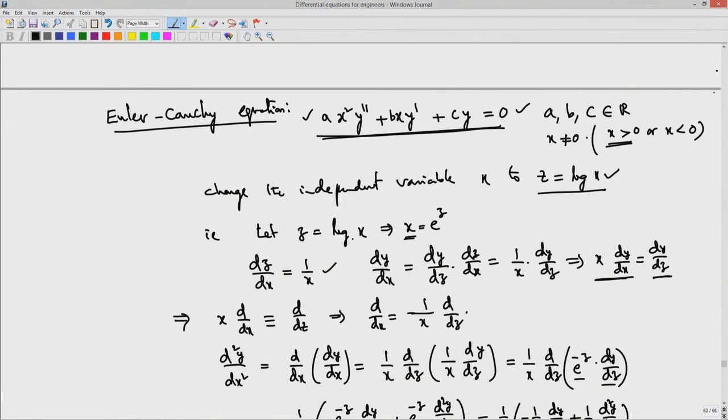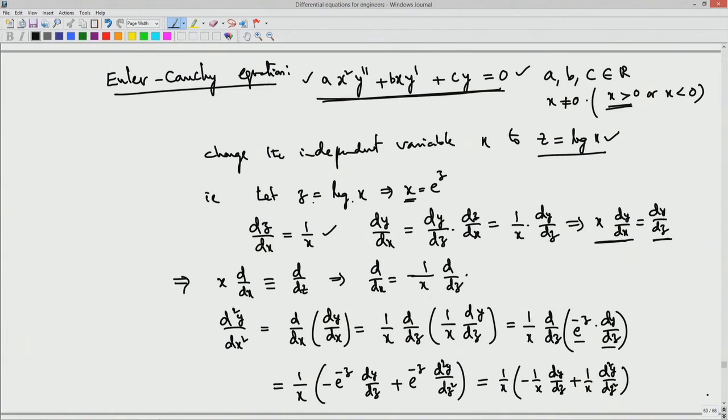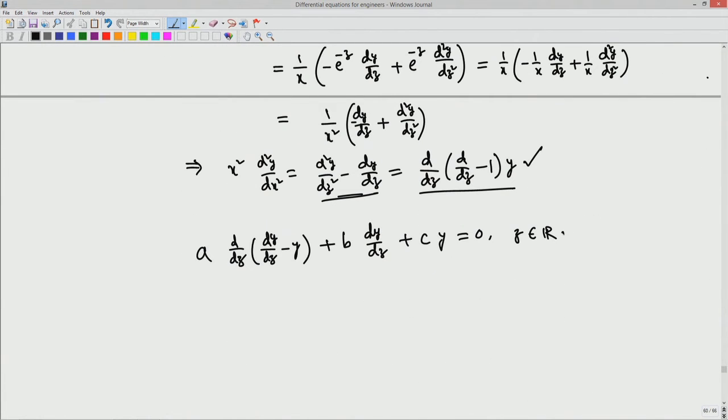If x is negative, your transformation should be z equal to log mod x. So mod x is e power z, so you have to work with minus x. So you can take z equal to log minus x. If the domain is x negative, you should work with z equal to log mod x. What is mod x when x is negative? It is minus x. So you work with z equal to log minus x when x is in the negative domain, and the procedure is the same.